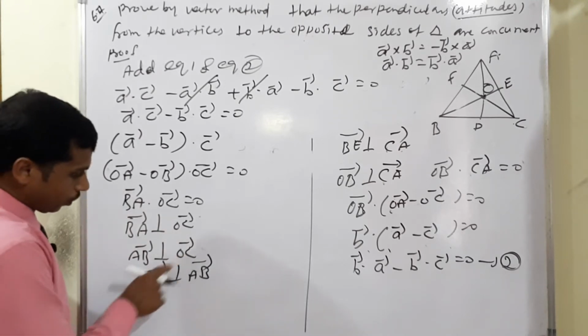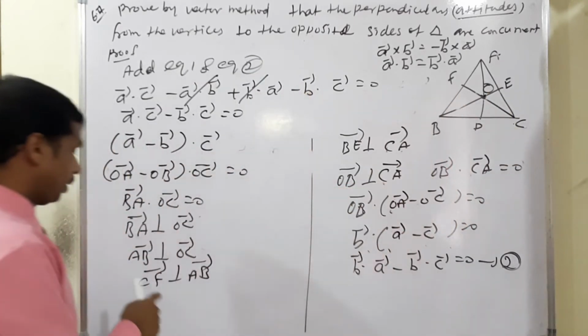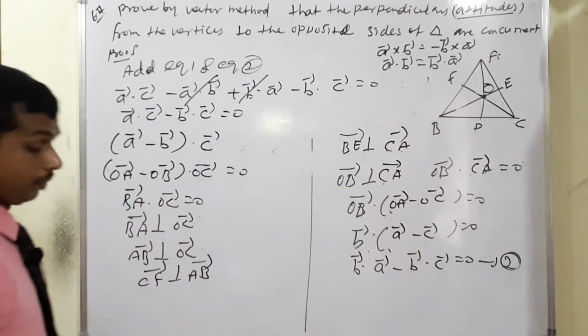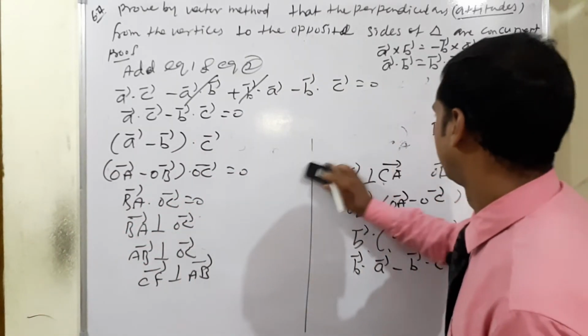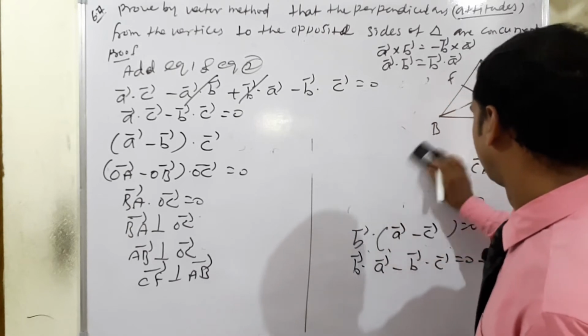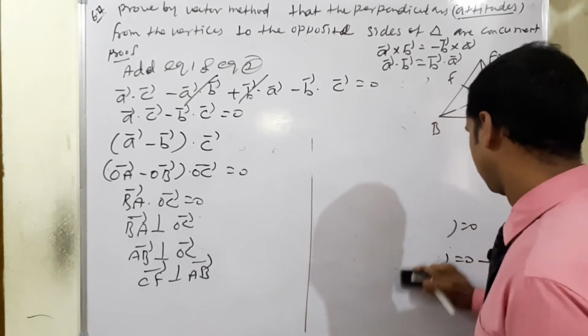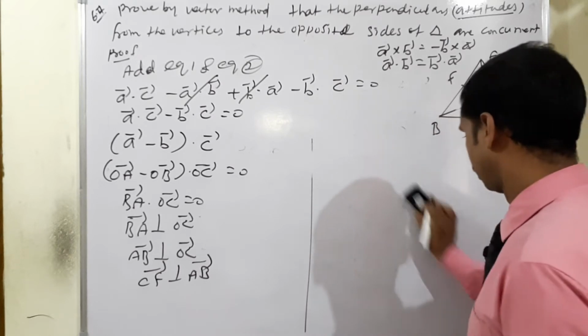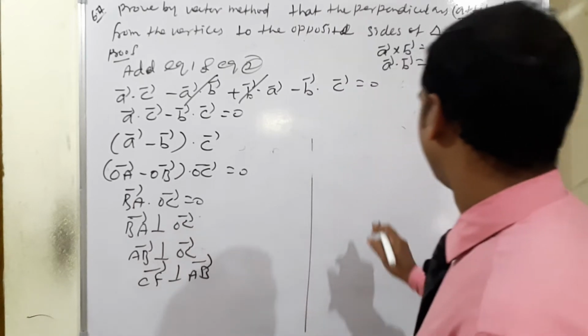So why am I writing OC? Look at there, OC is fully equal to CF. That's why CF vector is perpendicular to AB. Therefore, how to finish the final line?